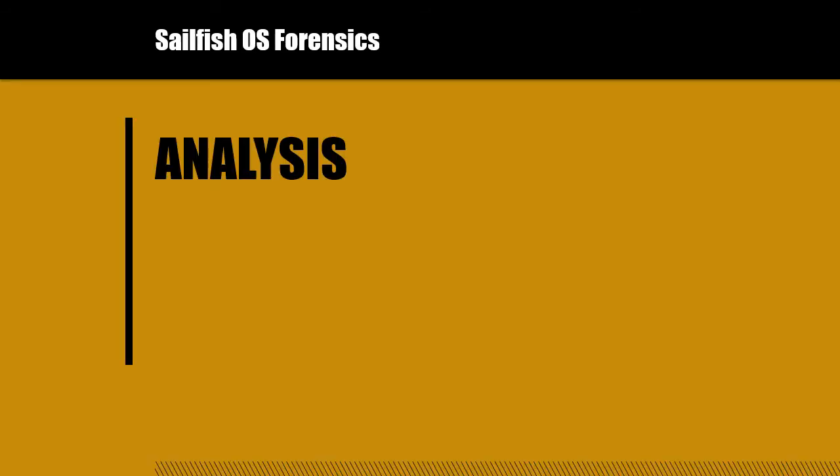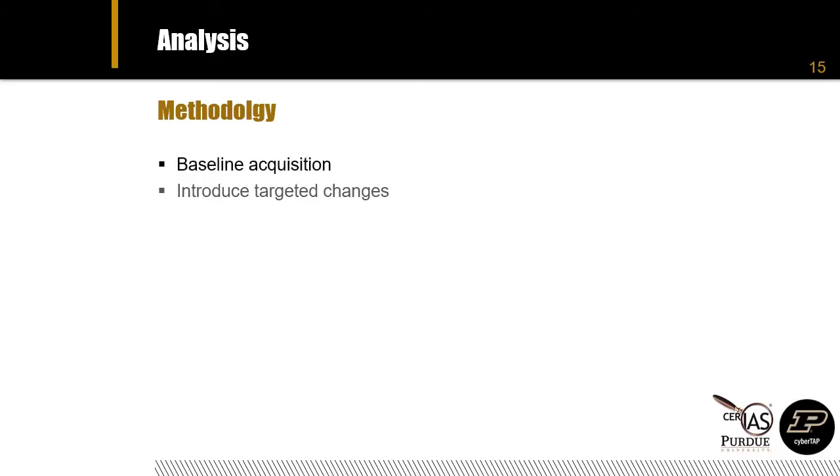This section outlines the methodology we use to analyze the device. The methodology is pretty straightforward. We acquire a baseline image of the device, then introduce targeted changes to particular subsystems and record the time at which those were introduced. Then acquire another image of the phone and compare it to the baseline.